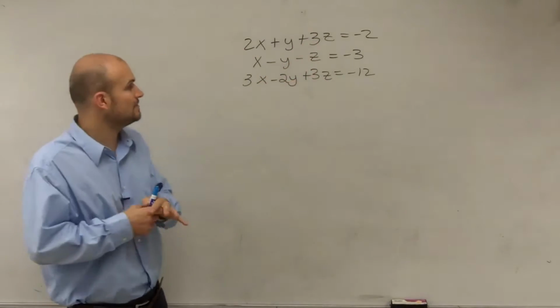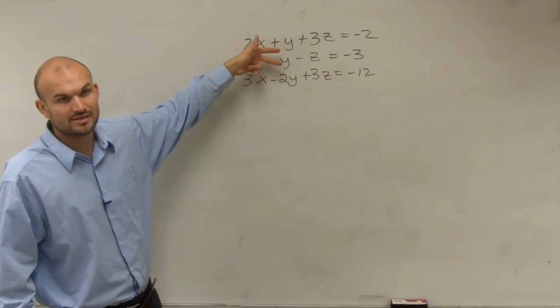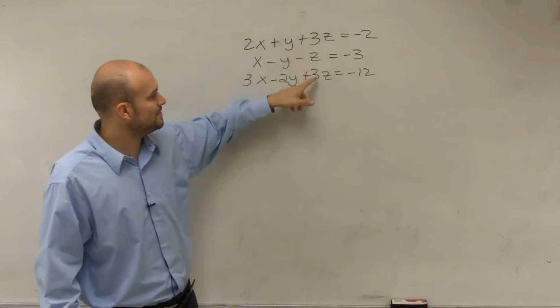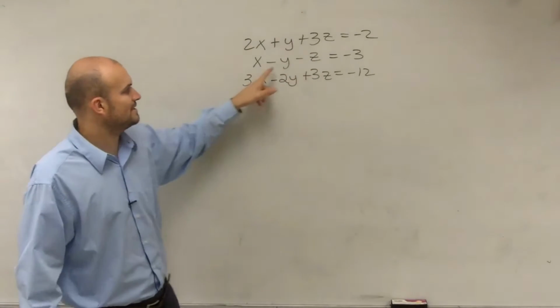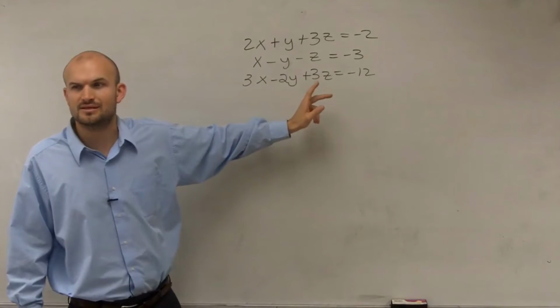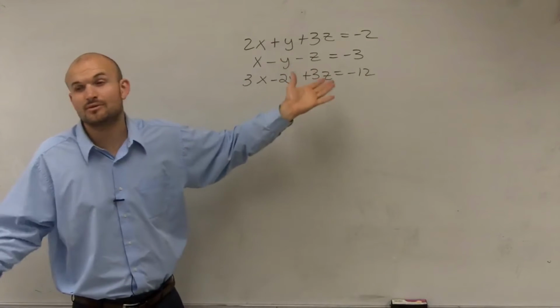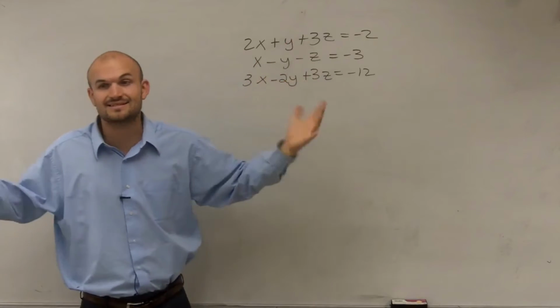I would probably say, even though, yes, you could probably get rid of the 2 y's by adding these 2 equations up, this one might be the easiest to get rid of, the z's, because all I have to do is multiply this second equation by 3, and then I can add it to both of those equations. Does everybody see that? It doesn't really matter which way you guys go, though. You can eliminate the x, the y, or the z. It does not matter.